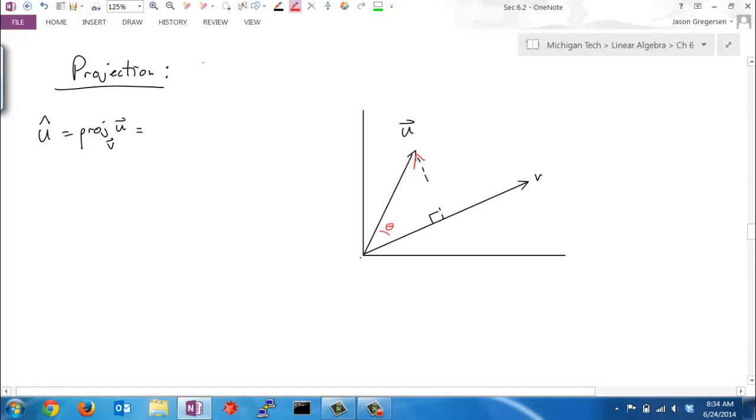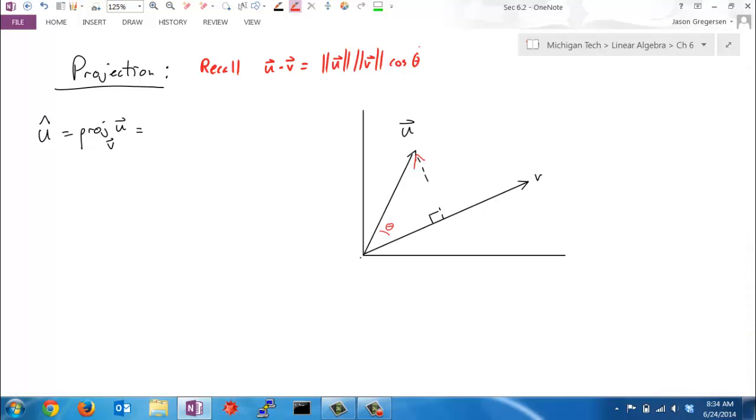Along this route we are going to recall something we talked about just a little bit. In R2 and R3, U dot V, we know how to calculate in terms of the components, that algebraic definition. But there's also a geometric definition in R2 and R3 that looks like the magnitude of U, times the magnitude of V, times the cosine of the angle in between. It's the other definition of the dot product. I like this definition because it really tells us what the dot product does. It tells us how well these two vectors are aligned.